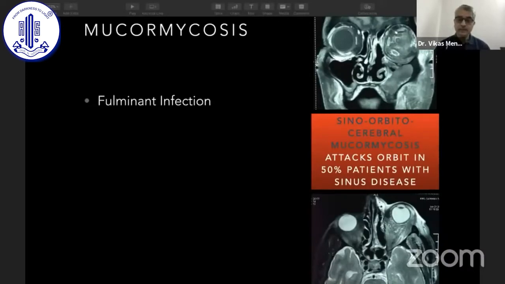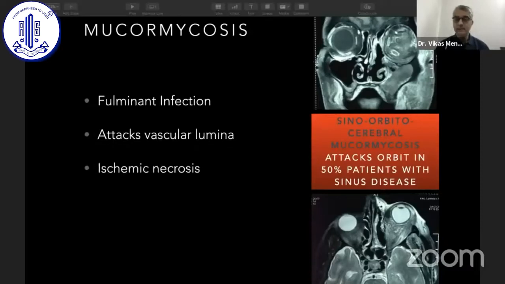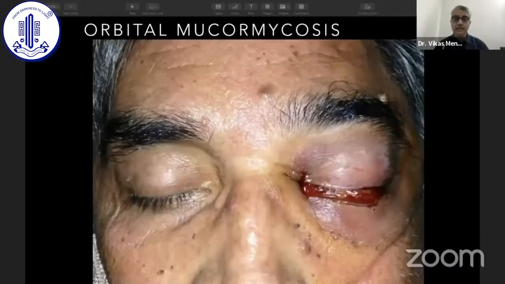It's a very fulminant infection which rapidly increases to involve all the tissues of the orbit diffusely. It attacks the vascular lumina and causes ischemic necrosis of the orbital tissues. You may see black eschar formation on the eyelids or the periocular tissues. And the patients are usually sick. They land up in ICU fairly rapidly. They have underlying metabolic disorders, uncontrolled diabetes. So all that needs to be taken care of.